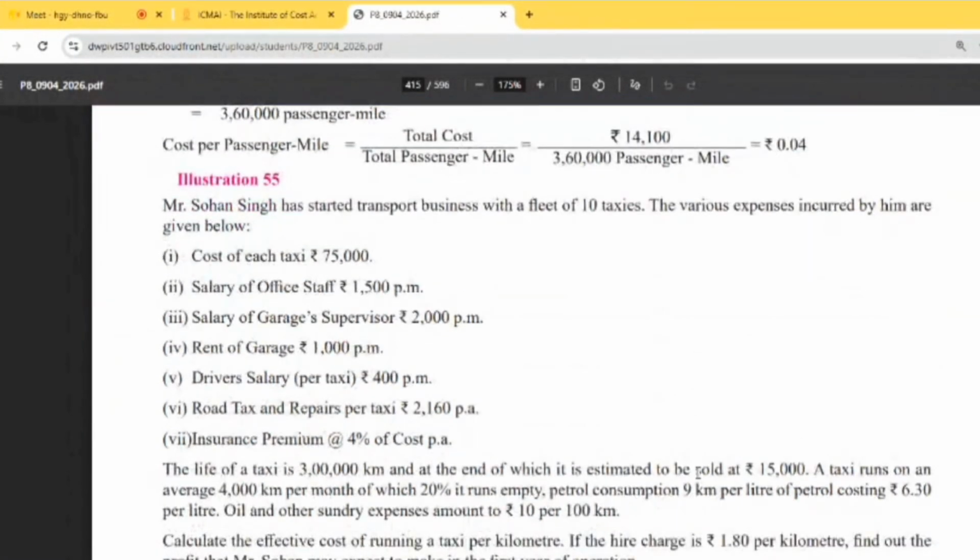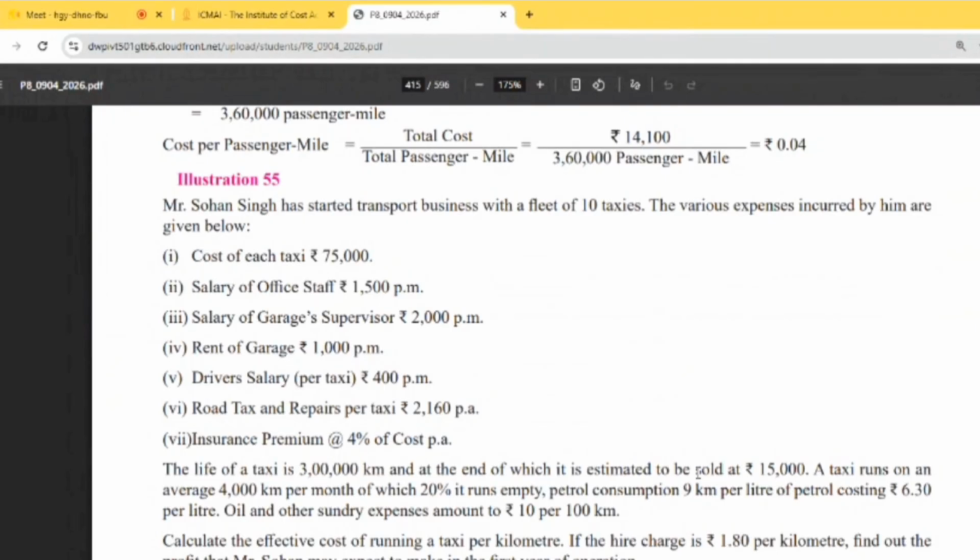So we will go to illustration 55. Mr. Sohan Singh has started a transport business with a fleet of 10 taxis. The various expenses incurred by him are given below. Cost of each taxi is 75,000. Salaries of office staff is 1,500 per month. Salaries of garage supervisor is 2,000 per month. Rent of garage is 1,000 per month. Driver's salary per taxi is 400 per month. Road tax and repair per taxi is 2,160 per annum.